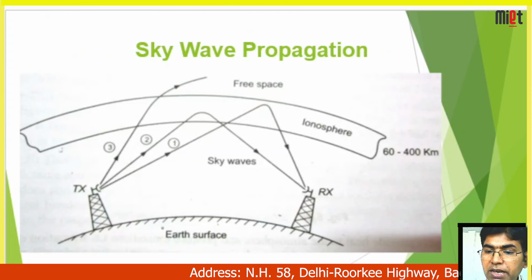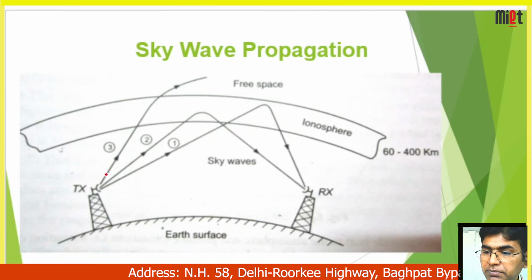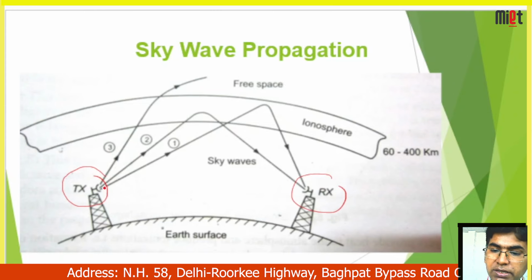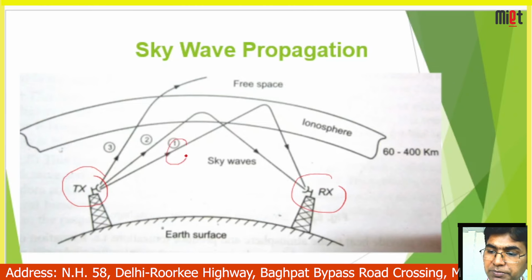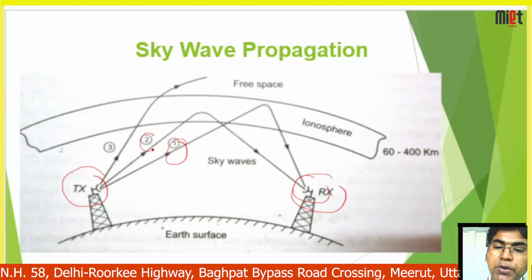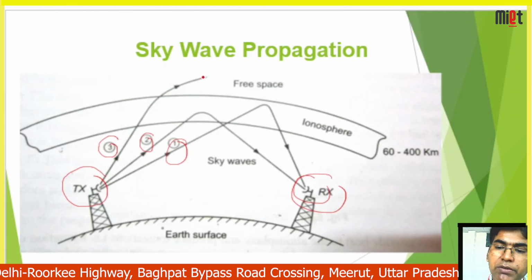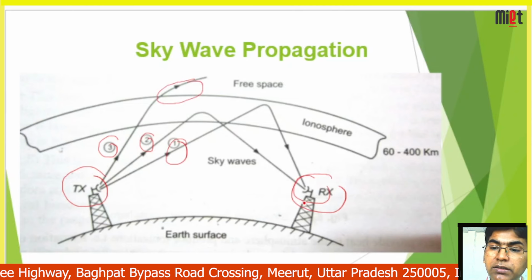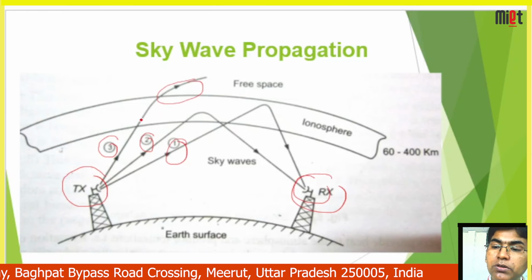Now, this diagram is representing sky wave propagation. You can see in this diagram, this is the transmitter, this is the receiver. The transmitter is transmitting the signal. You can see that signal 1 is getting refracted back towards the receiver. Signal 2 is also getting refracted back towards the earth, but signal 3 is penetrating the ionosphere and entering into space. This wave will never return. This wave will not return back to the transmitter. The reason behind this is that this electromagnetic wave has enough energy to penetrate the ionosphere.